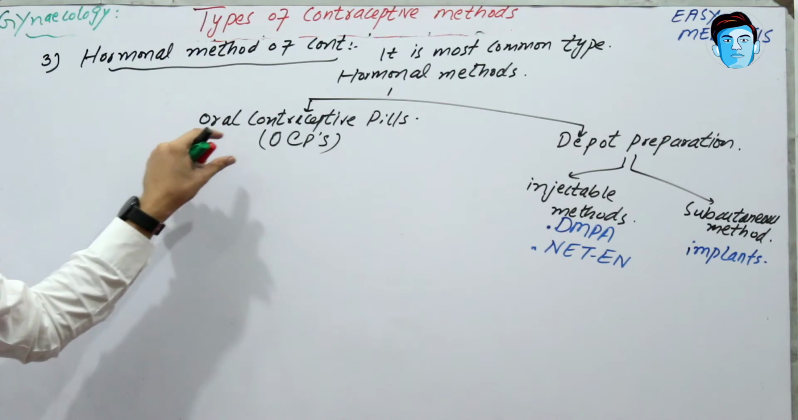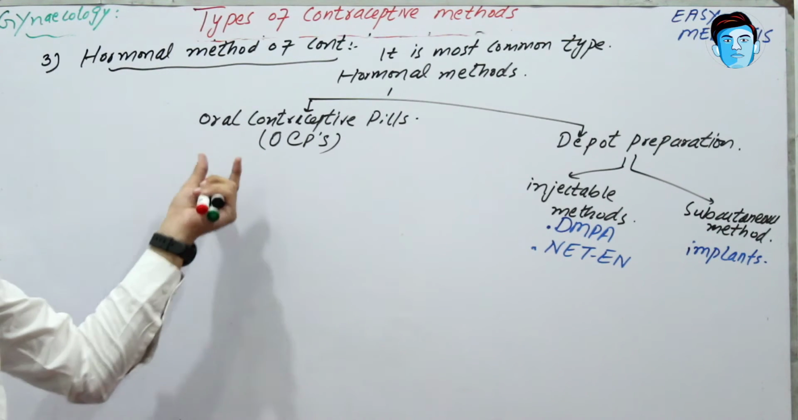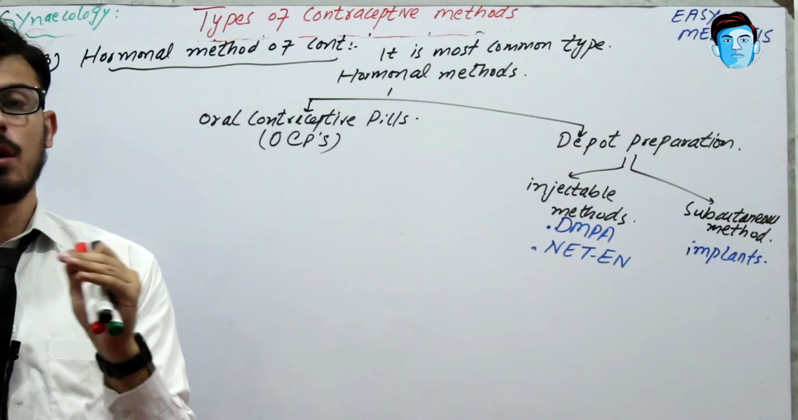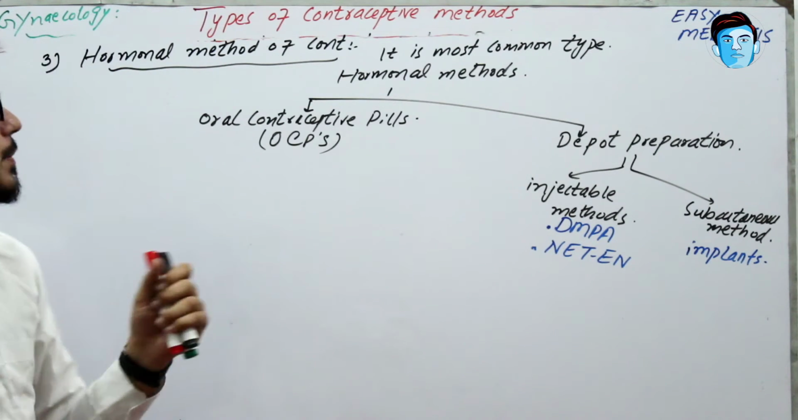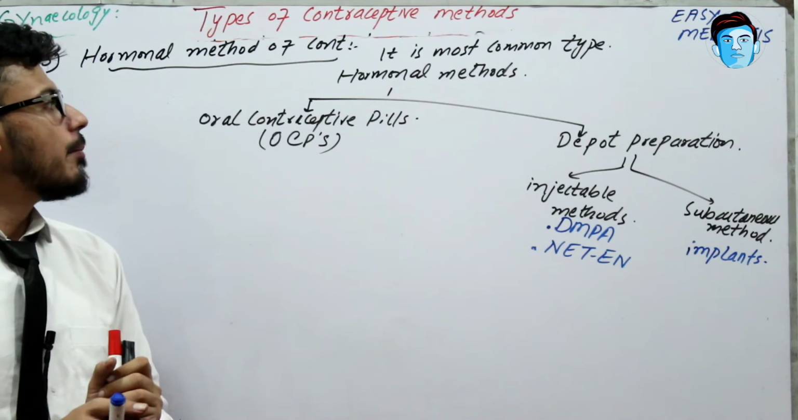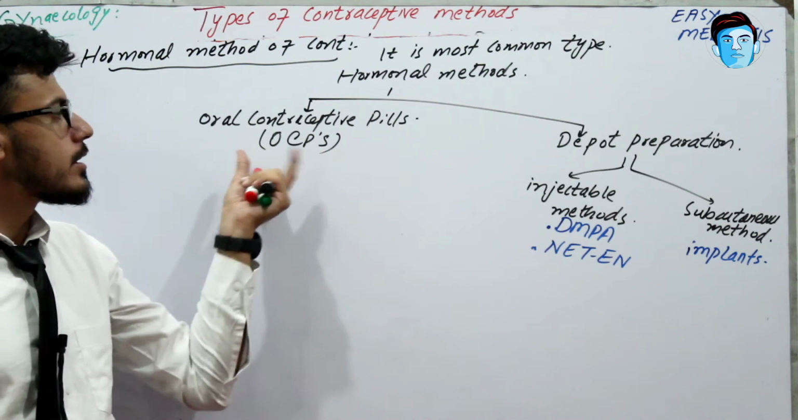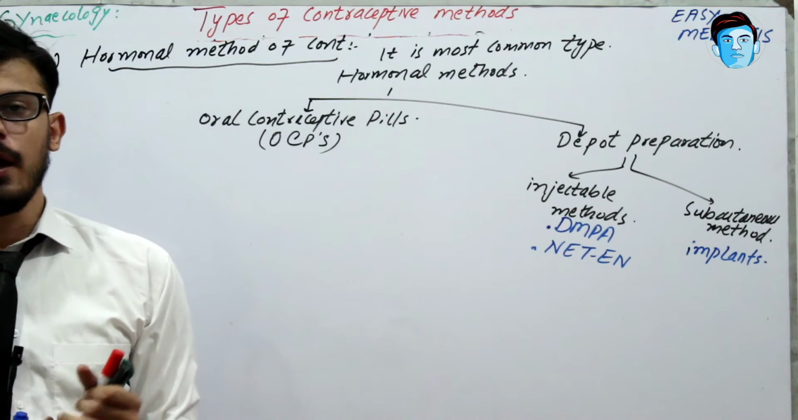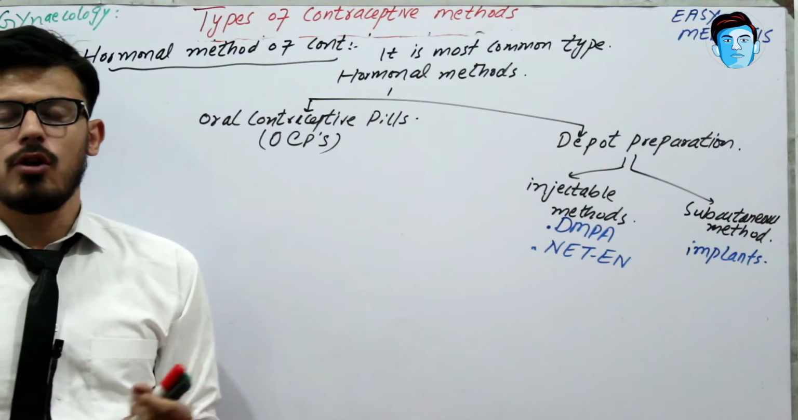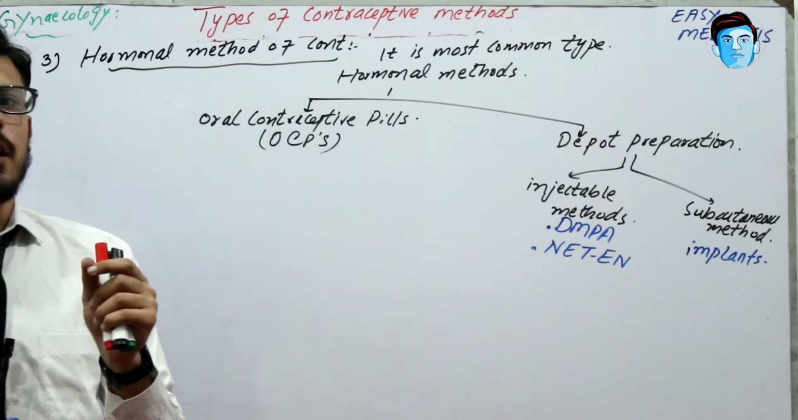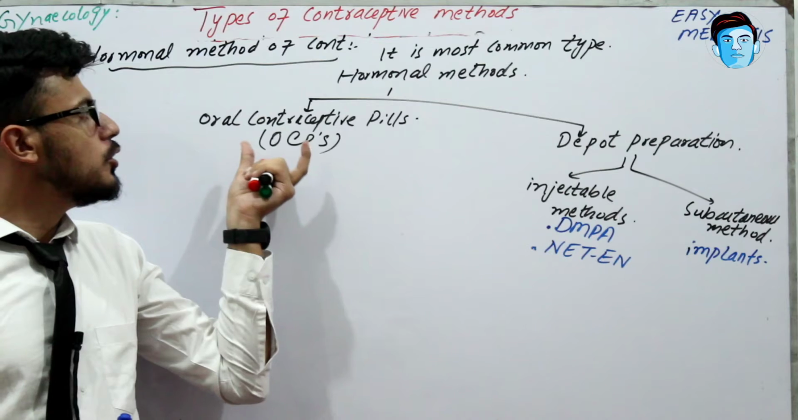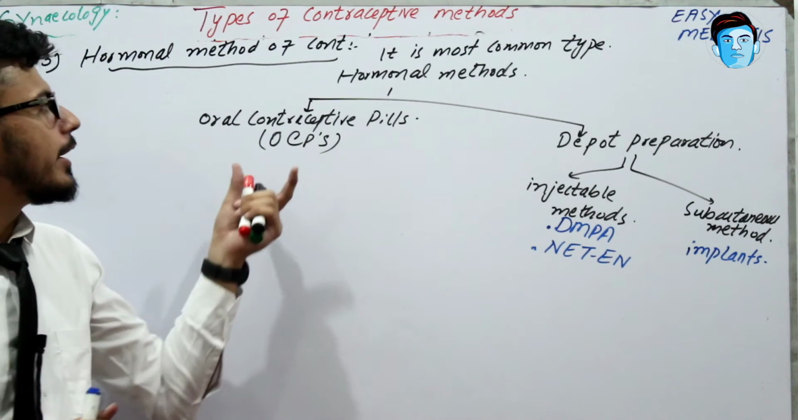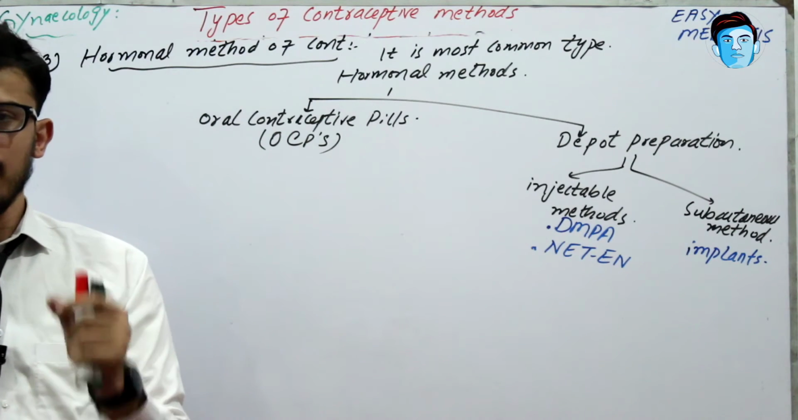Now coming toward the oral contraceptive pills. The oral contraceptive pill is the most common type of temporary method of contraception, and the most important advantage is that it prevents pregnancy by only taking OCPs in the form of tablets. Usually the female uses these OCPs as tablets, and that is the reason it maintains the privacy of the female as well.